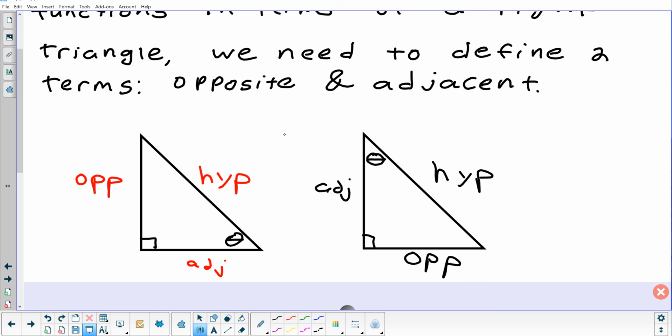Okay, so opposite and adjacent can change depending on the angle that you're using as your perspective. You never use the 90 as your perspective. You have to use one of the small angles. All right. Any questions on that idea? Opposite and adjacent.